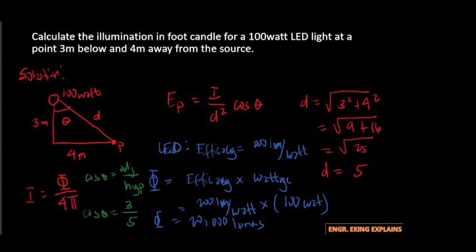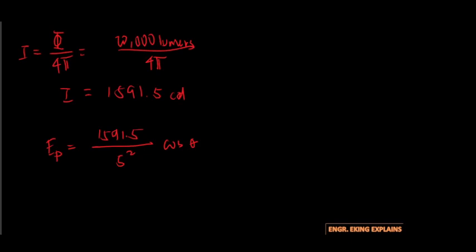So kaya sa ating formula, ito gagawin natin. Okay, so we have 1591.5 over 5 squared, no? Kasi D squared yan, times cosine theta, which is 3 over 5. Okay. So we have 38.2, no? 38.2. So ito, candela over square meter. So this will be in lux.